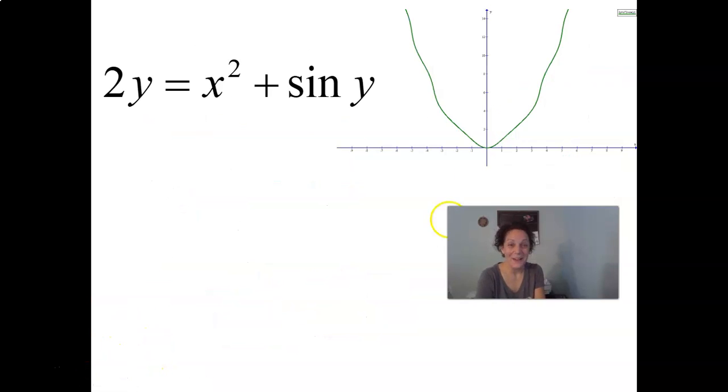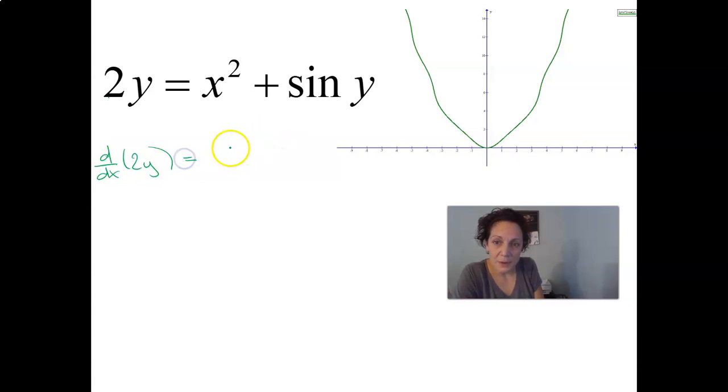All right. How about this graph? Love it. Okay, so let's do this. We are going to take the derivative of each term individually and tack on our d/dx, whatever it may be. Maybe it's a dx/dx, maybe it's a dy/dx. Doesn't matter to us. All right, so I'm going to take the derivative with respect to x of 2y. I'm going to take the derivative with respect to x of x squared. And I'm going to take the derivative with respect to x of sine y.